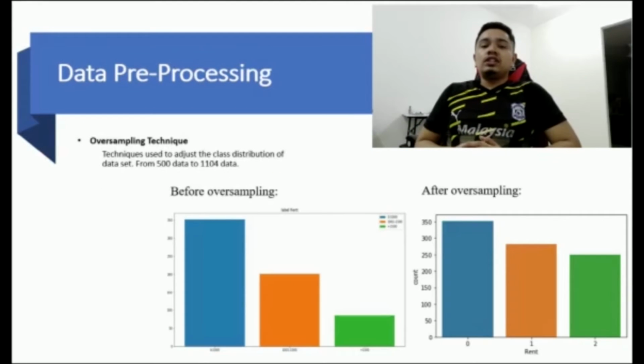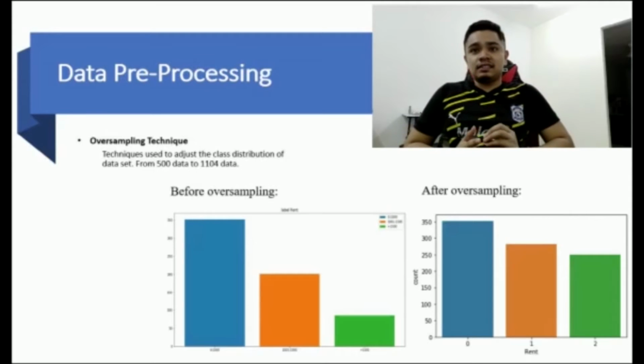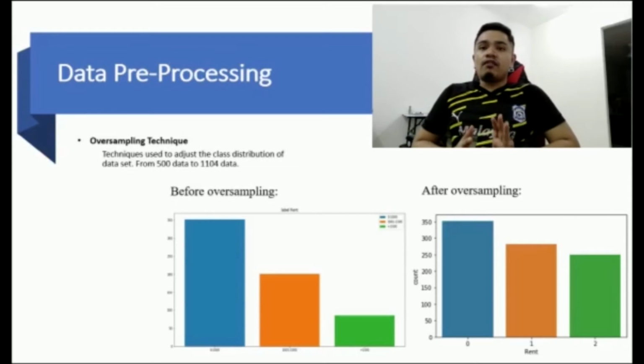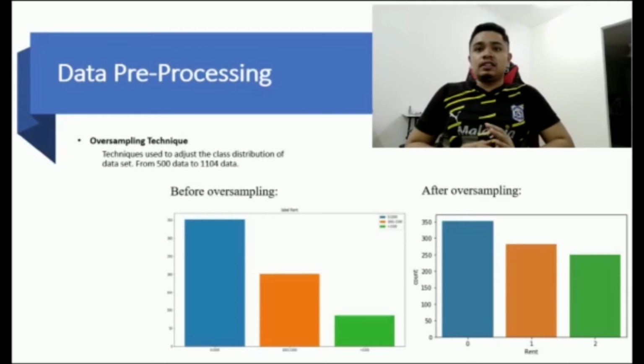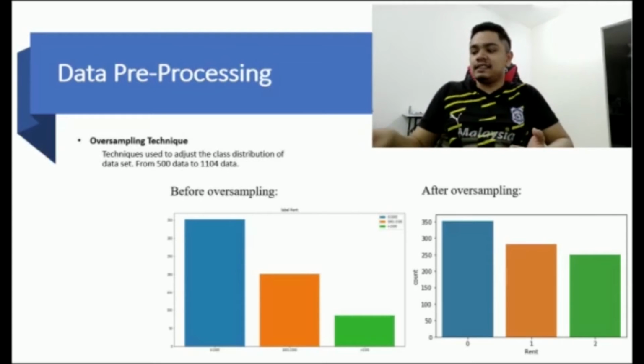And then we do an oversampling technique to adjust the class distribution of the dataset from 500 data to 1104 data. So this is an example of a graph that shows before oversampling and after oversampling. So the data is increasing.